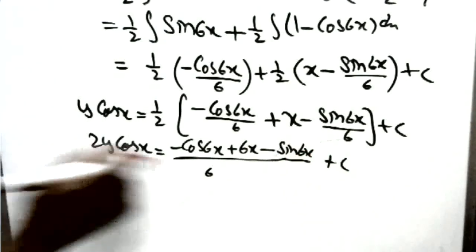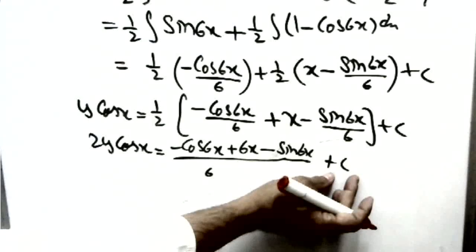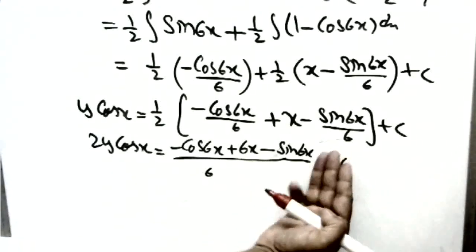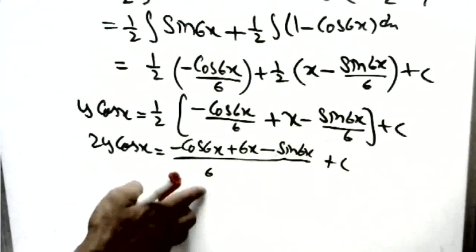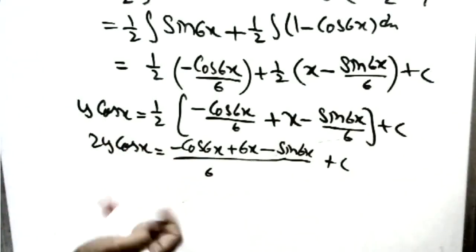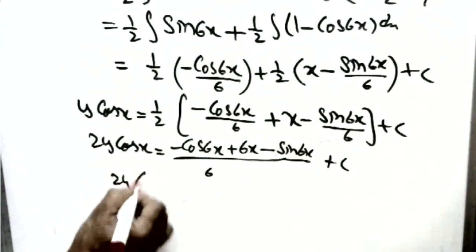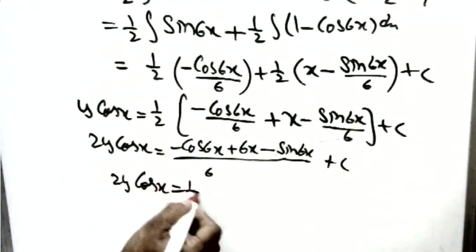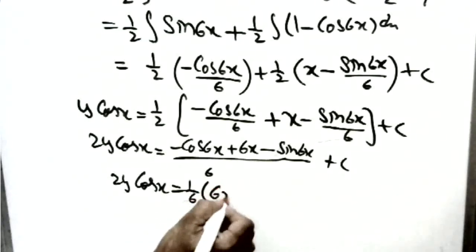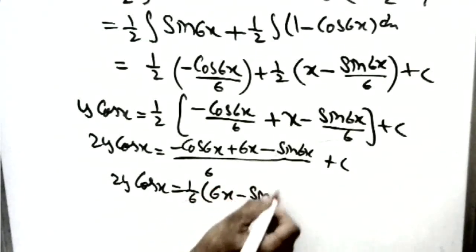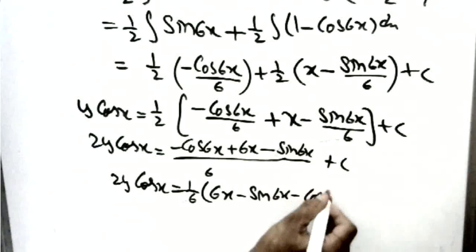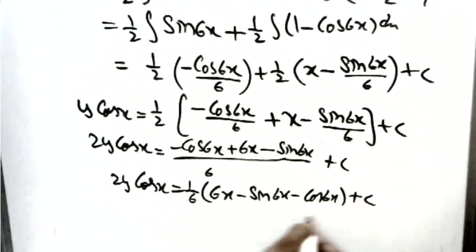But lastly, let me stop here. Bring this 6 also here. We can change the value of c, no problem. You think that there is no c here, or you can leave it like this only. Okay, 2y cos 3x equals 1 by 6 into 6x minus sine 6x minus cos 6x plus c.